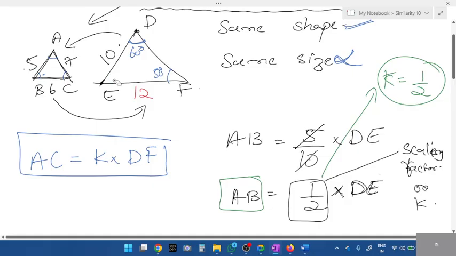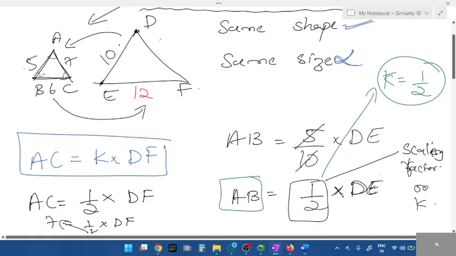This is the formula. K stands for scaling factor. K is the scaling factor. Use the same formula. AC is equal to, what is K value we got? 1 by 2 into, tell me students, 1 by 2 into DF. What is AC value? What is AC? 7. So what's DF value? 7 twos are 14. Just put the value of K, scaling factor.